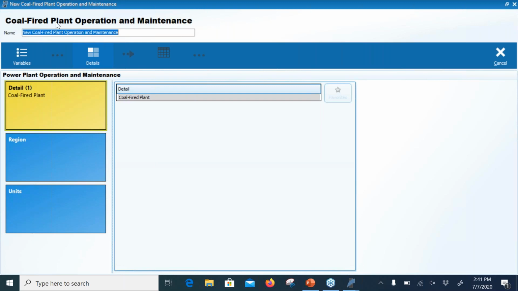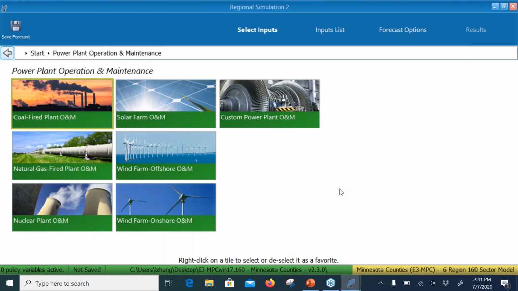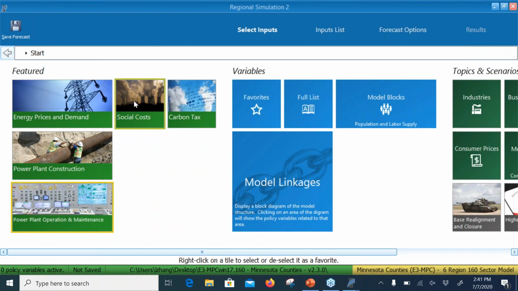Here I've clicked on coal-fired power plant, but you can pick whatever type of power plant you want, and you can specify which region it's being built in. And again, we have data from the Energy Information Administration that breaks down, if I'm spending $10 million a year to maintain that power plant, how much of that is going to construction, how much of that is going to employment, and so on.